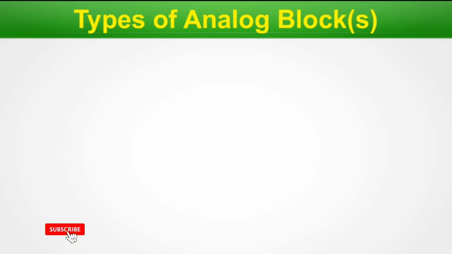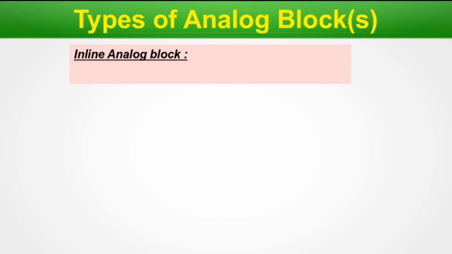So let's move on to the next topic, types of analog blocks. There are two types of analog blocks. This is the first type, an inline analog block. Here we write analog, then the contribution statement, voltage between N1 and N2 is 1. This analog block represents a simple 1 volt source. So this is an inline analog block.